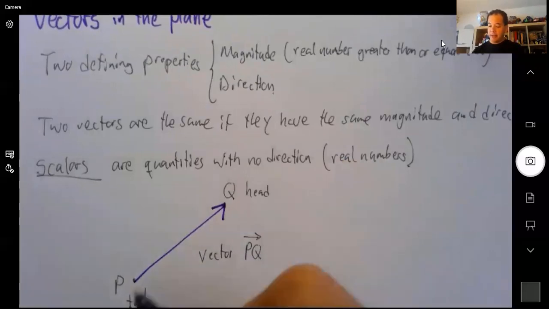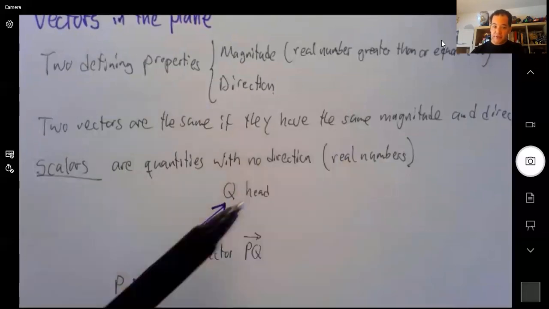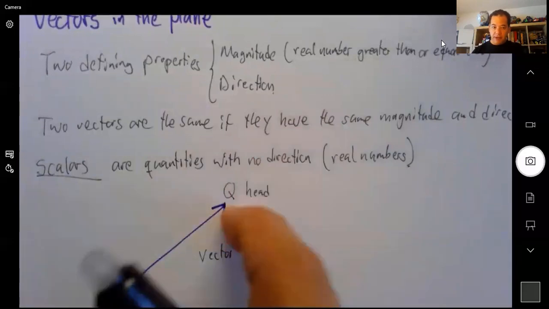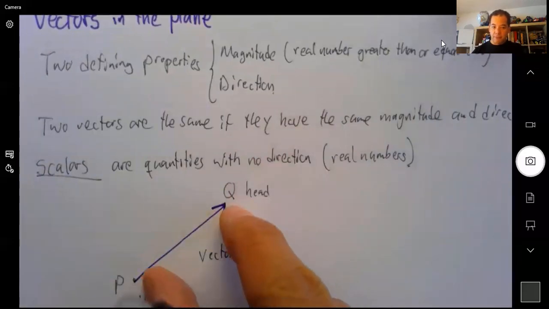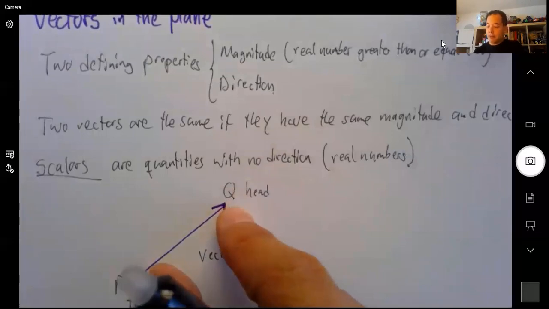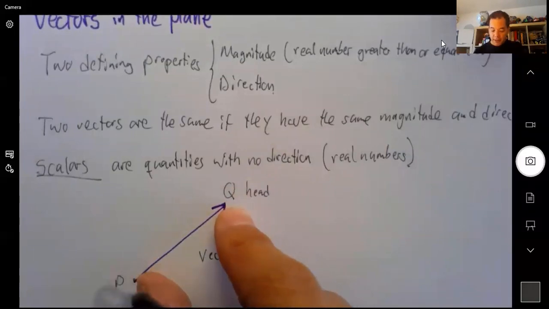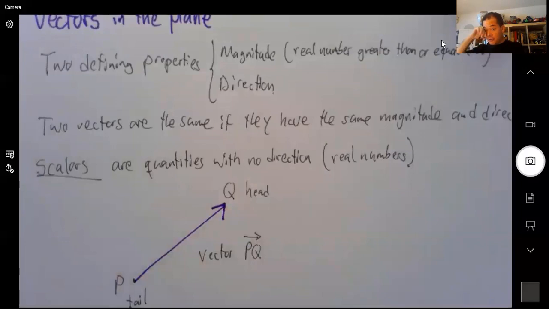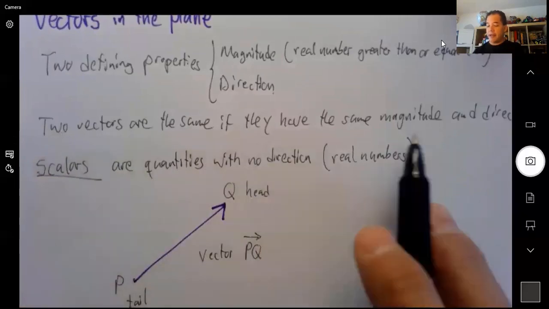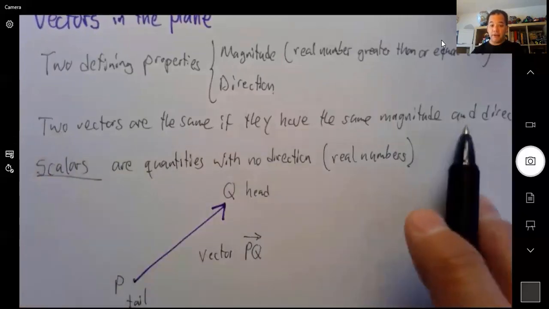And now you can tell from this picture that this vector has this direction, it is going in this direction, and it has this magnitude, this big, from P to Q. However long this length is, that would be its magnitude. And the important thing to note here is that two vectors are the same if they have the same magnitude and direction.